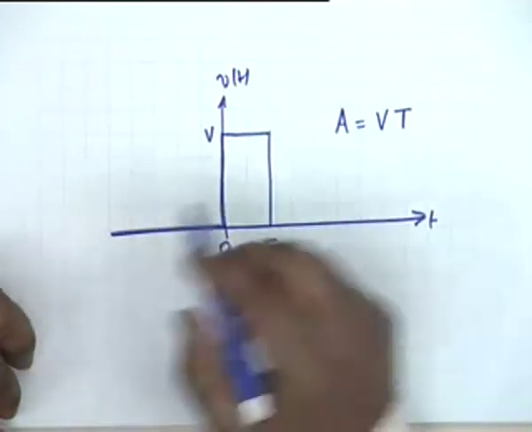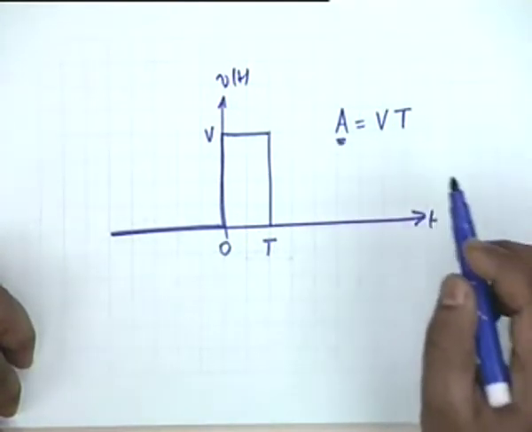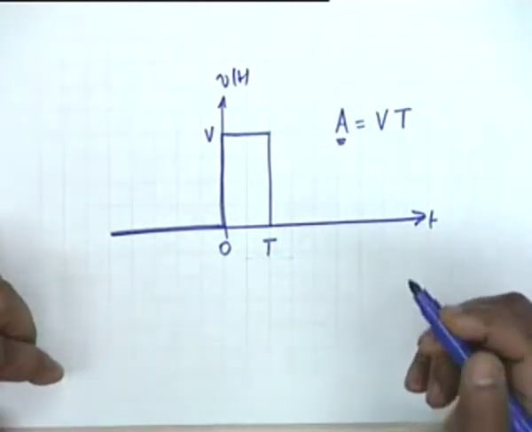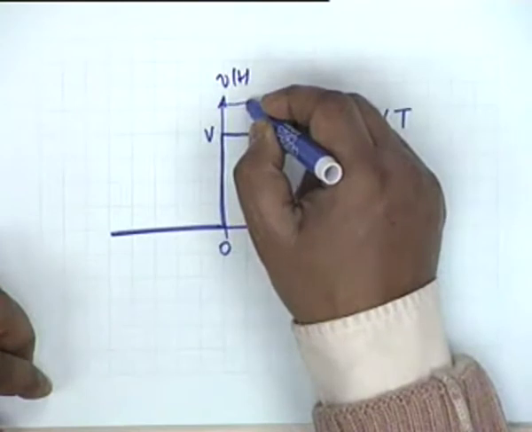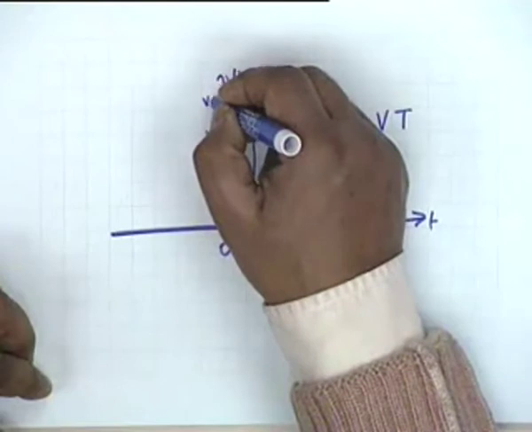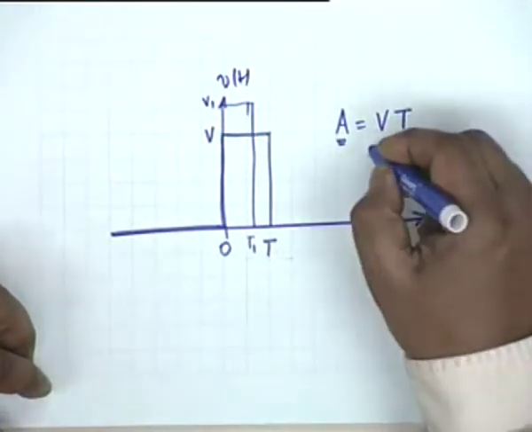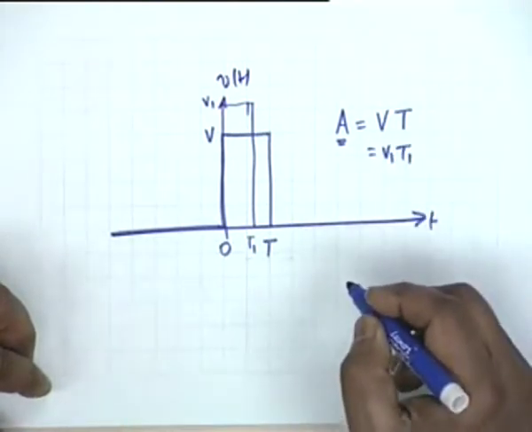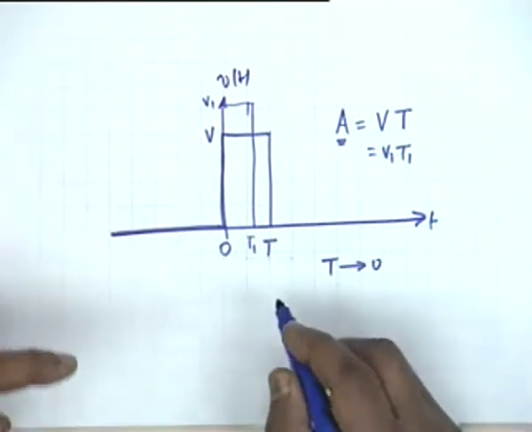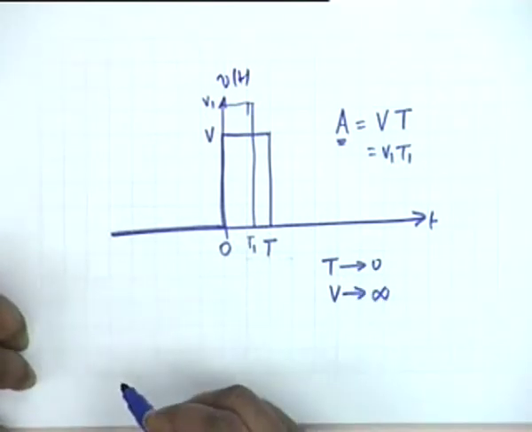Alright. Now suppose I keep the area constant and allow capital T to decrease. Then naturally when capital T has become T1, the voltage will become V1, such that this area remains a constant, V1 T1. What happens when capital T tends to 0? Capital V shall go to infinity.